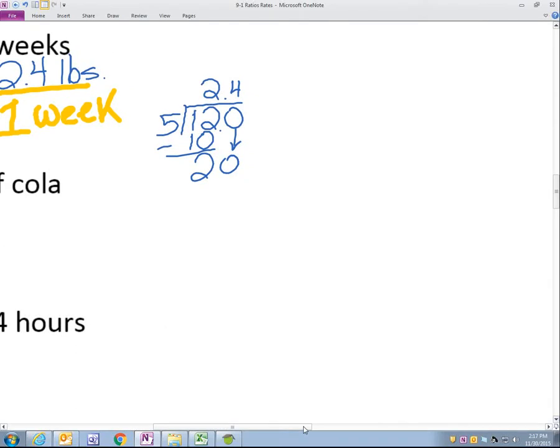So now it's asking for a unit rate. Now it's asking for a unit rate. So that means that I have to have it be listed as something and 1 in the denominator. Now, when you divide something by 1, what do you have? No. The same number. Thank you. The same number. So what I'm going to do is I'm going to have 2.4 pounds in the numerator per week.